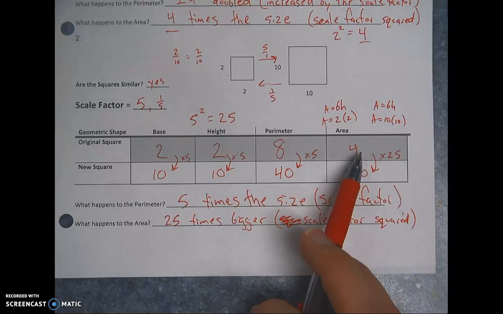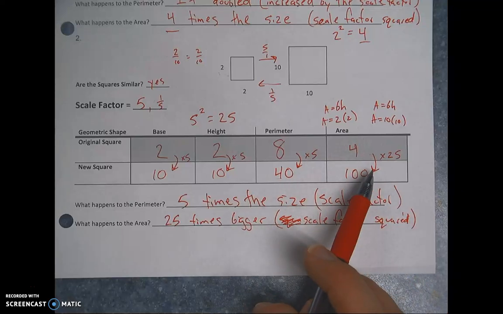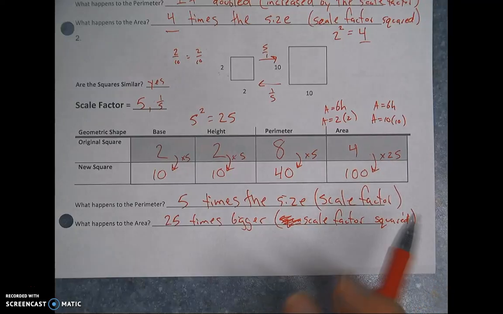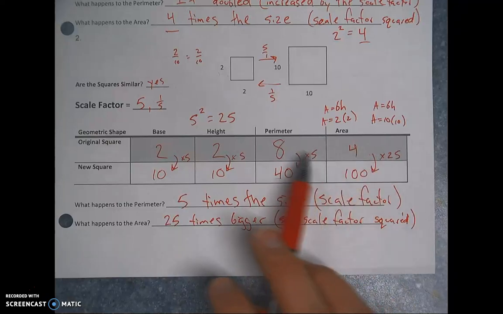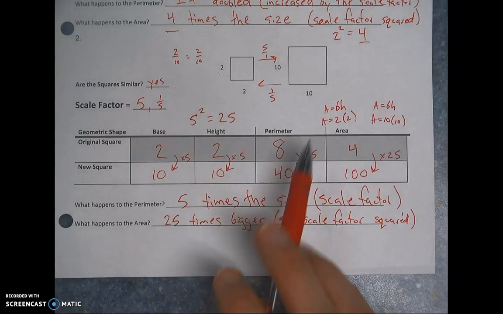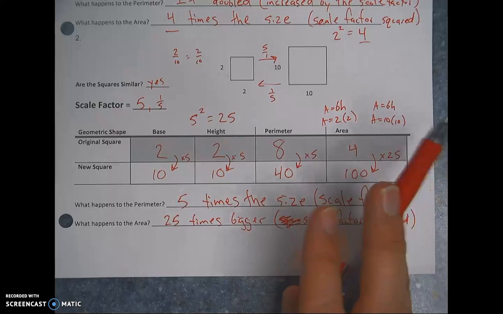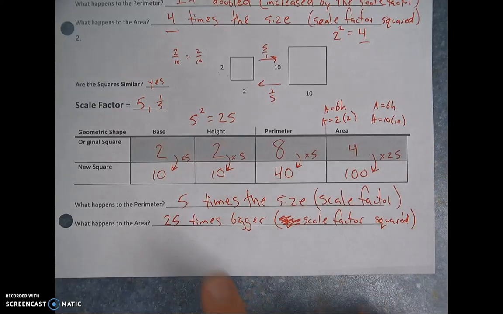If it was 5 times the size and this area was 4, the other one would be 20. It's not 20, it's 100. Okay, that's a huge difference. So the common misconception that the area is going to increase by the same scale factor as the sides and the perimeter, okay, we have to make sure that we understand that's not going to happen.